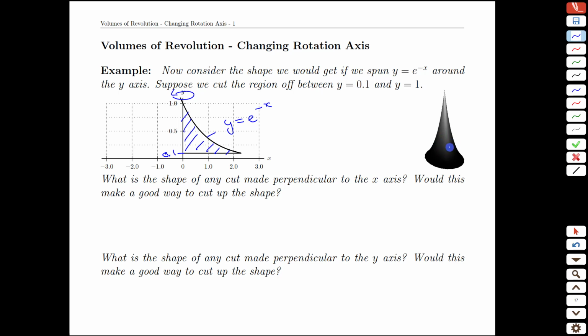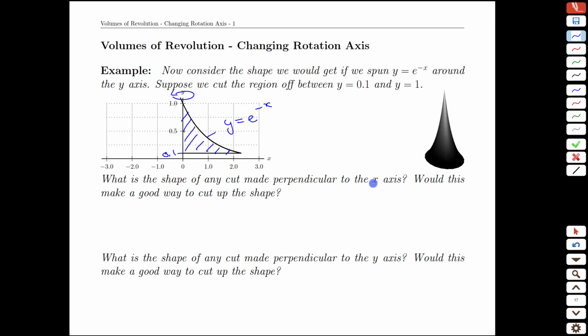This is obviously a complicated object. We don't have any formulas in our kit that will find the volume of that out of the box, so we need to take an approach like we had before of slicing this up somehow. Let's consider our options for that.